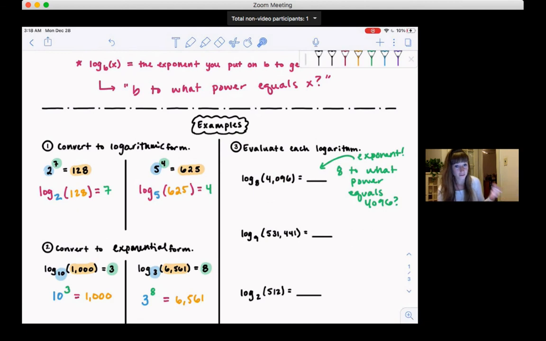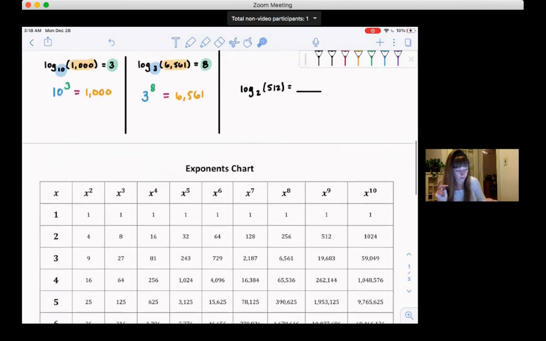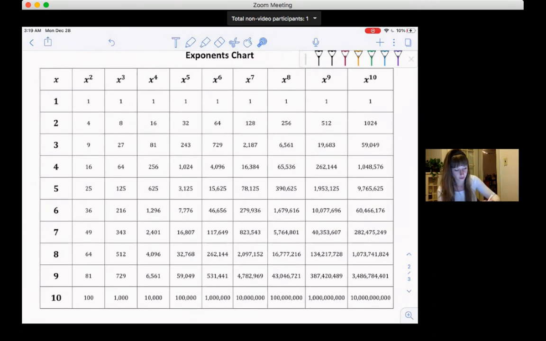You might be asking yourselves, how can you possibly figure that out? I want us to try to do it without a calculator, and I've given you a chart that can help you figure that out. So keep this in mind, 8 to what power is 4,096? So here's your exponent chart. Here's 8. Here's all the powers of 8 up to the 10th power. So like x squared, this is the second power of 8, 8 squared. Third power, this is the third power of 8. This is the fourth power of 8. This is the fifth power of 8, and so on.